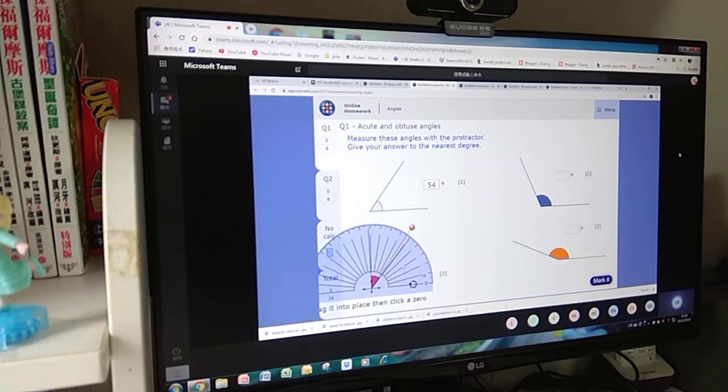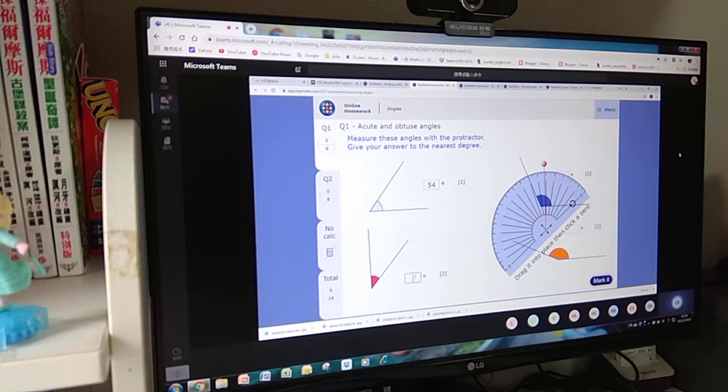Actually, if you have a real protractor, you can rotate the protractor and make the 0 degree on the first line, and then similarly you can count the scale: 1 big scale, 2, 3, 4, 5, and 5 big scales with 2 small scales. So the answer is 52. Okay. Oh, so yeah.